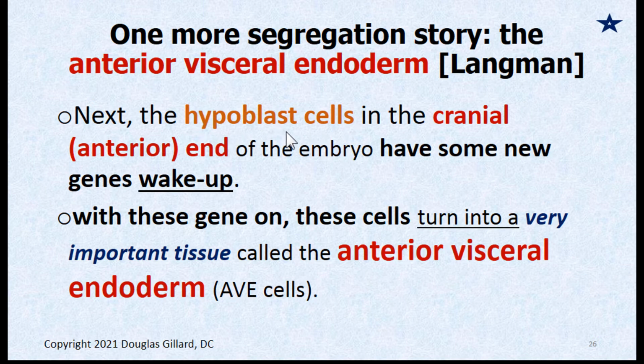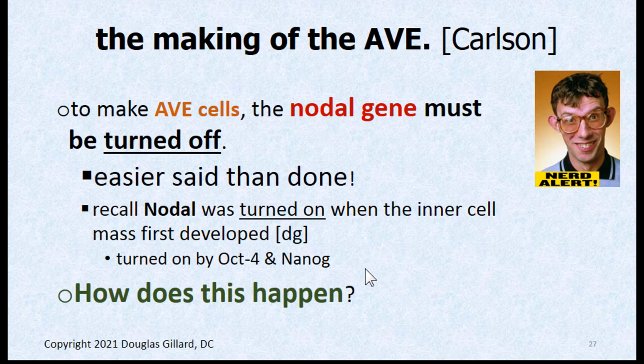So in the hypoblast cells toward the cranial end, some genes wake up. And they're going to turn these cells into a very important cell type called the anterior visceral endoderm cells, or the AVE cells for short.